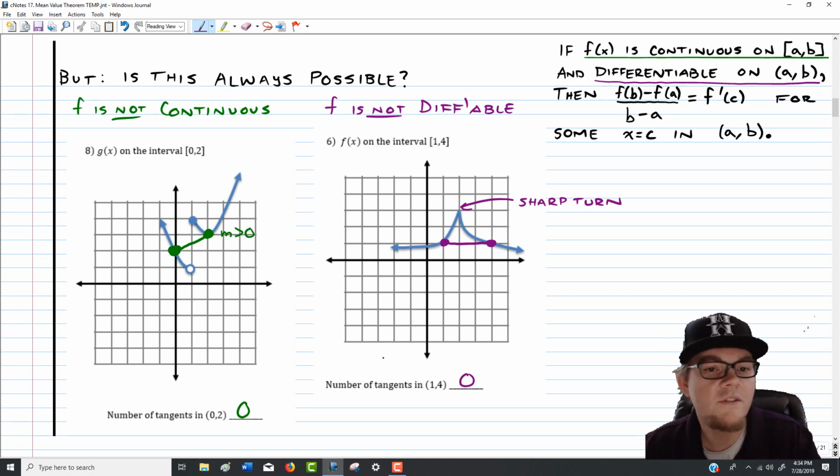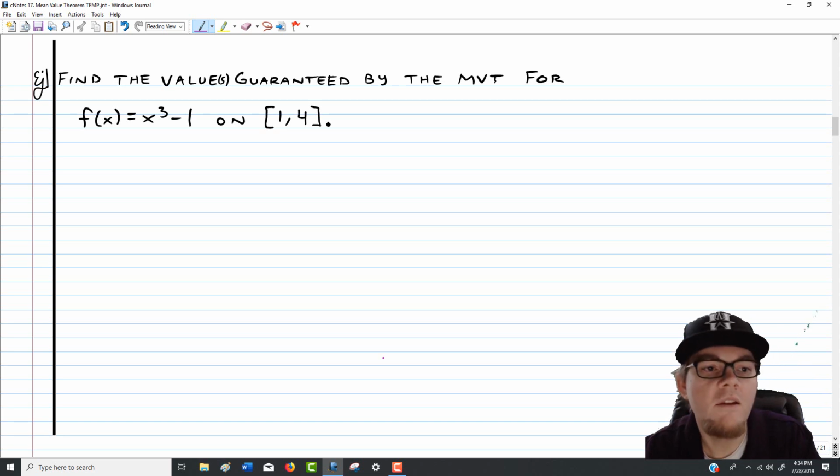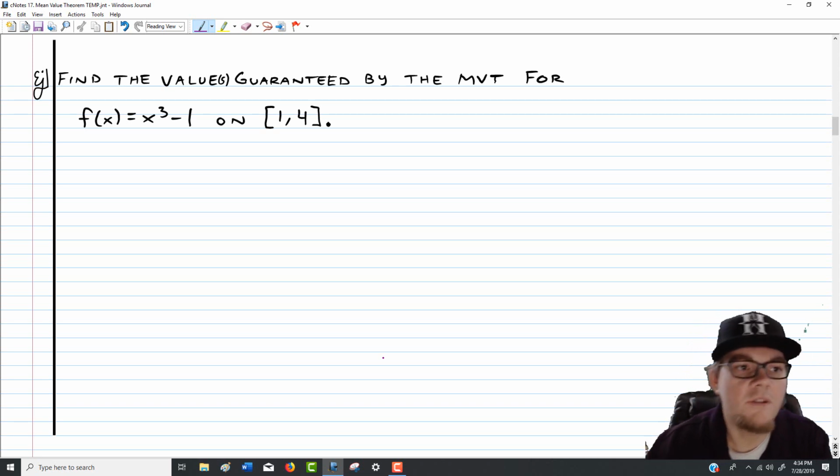It's been a ton to process so far. That's why we're going to move forward and jump right into a problem. That's what I want to do. Let's actually attack this concept. First, we're going to do a standard mean value theorem problem. We're going to find the value or values guaranteed by the mean value theorem for the function x cubed minus 1 on the interval from 1 to 4. So that's where we're going to start.